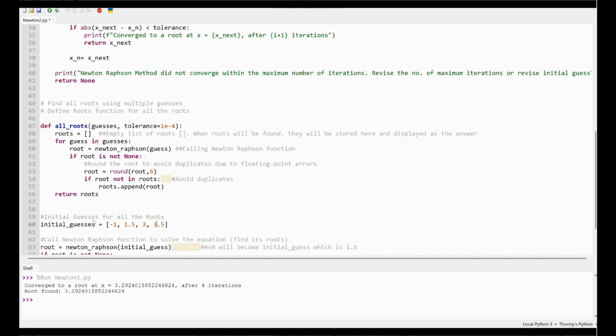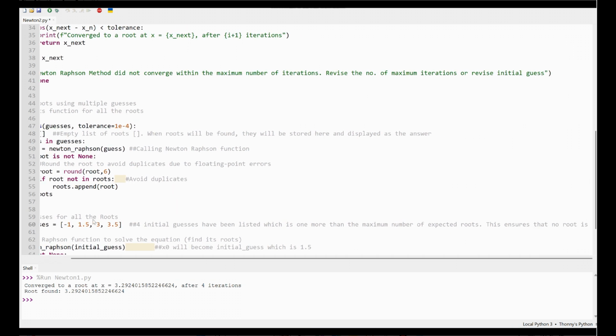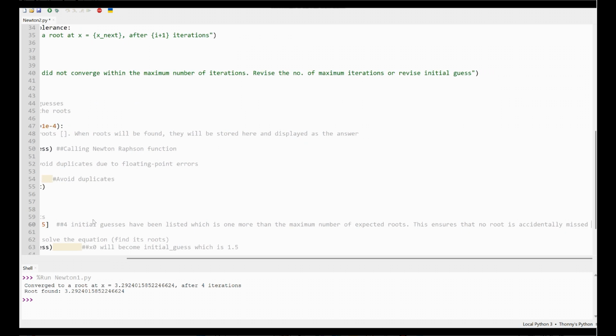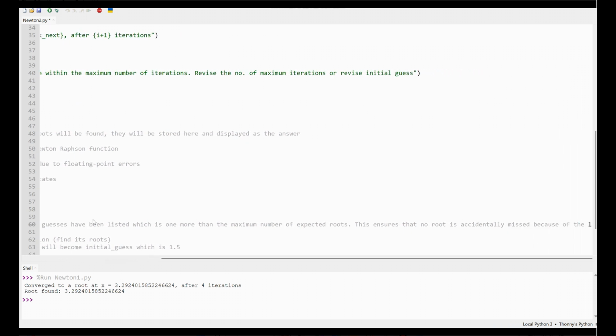and I will just write a comment over here. 4 initial guesses have been listed, which is 1 more than the total number of roots the equation has. And this ensures that no root is accidentally missed. So basically I want to avoid missing a root because of the limitation of initial guesses.